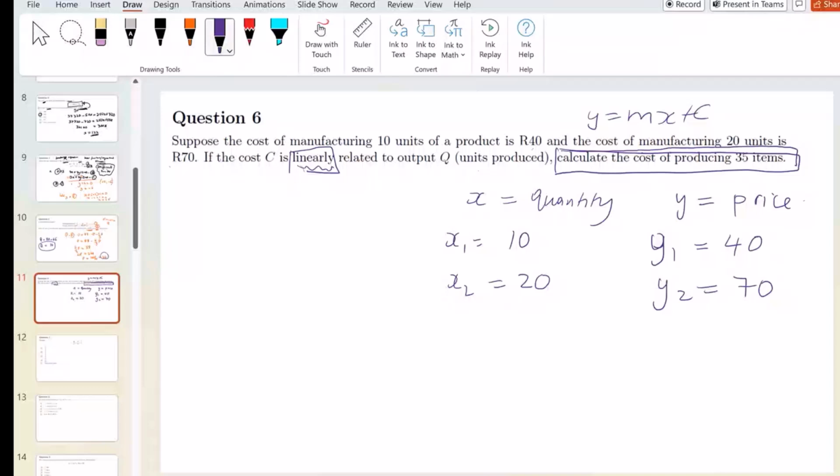So for me to get this function, I need to have my gradient and I also need to have my c. So I can get my gradient first, and then c. So I can say my gradient is equal to y2 minus y1 over x2 minus x1. That's your formula there. So now your y2 is equal to 70, your y1 is 40, divided by your x2 which is 20 minus 10.